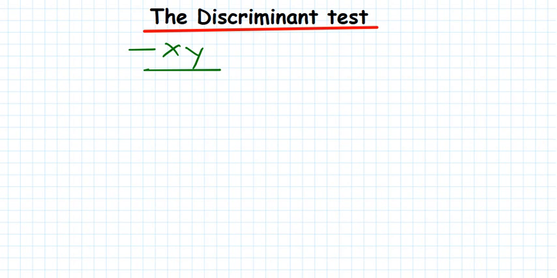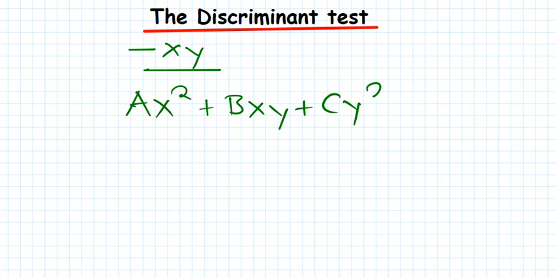I've already explained to you that if you have an equation in the form of ax squared plus bxy plus cy squared and so on, the key idea is the coefficient of x squared is a, the coefficient of the product is b, and then of y squared is c. So we can actually use these to help us test. The formula for the discriminant test is b squared minus 4ac.